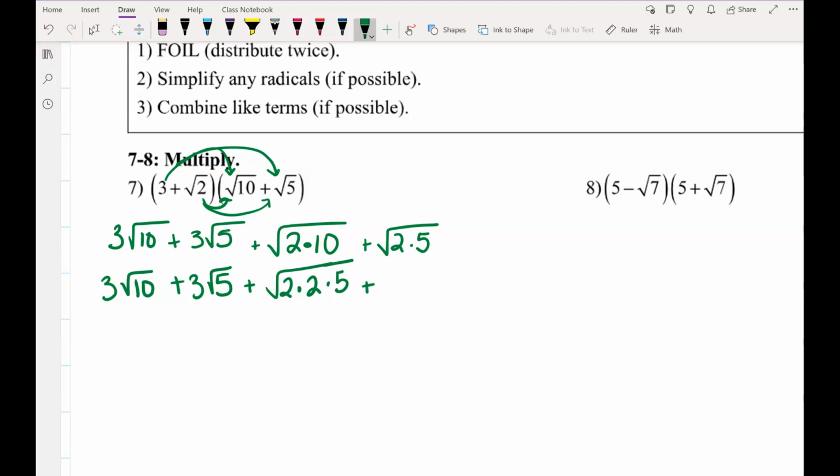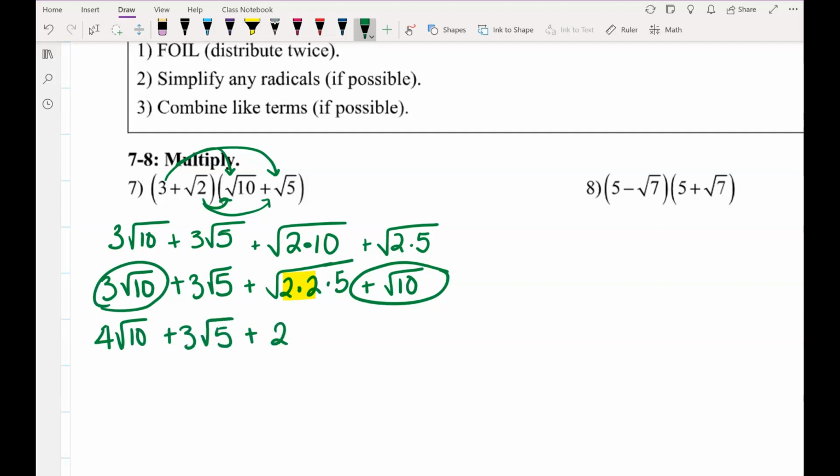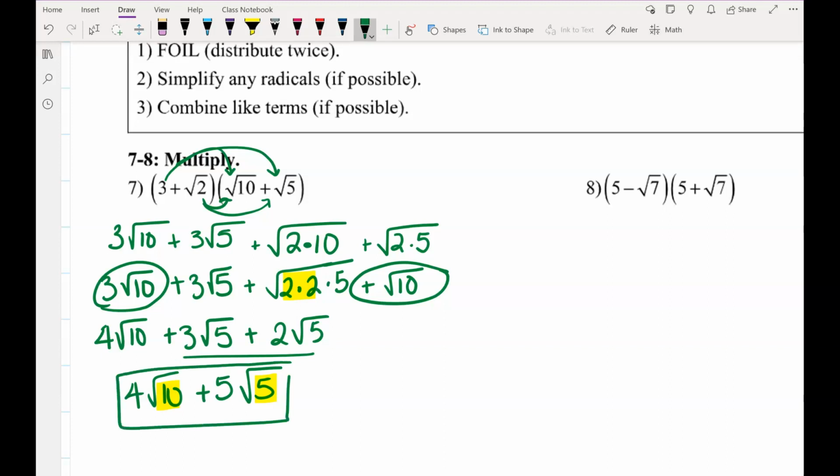Now, 2 times 5, those are both prime numbers. We can't really do much. I'm going to leave those. But this one, we can simplify that out. So now I'm going to combine 1 square root of 10 with 3 square root of 10. So that's now 4 square root of 10 plus 3 rad 5. This is now 2 rad 5. Those can be combined. So 4 rad 10 plus 5 rad 5. And when you are adding, remember, the radicands have to be the same for you to combine. So since they are not, we can just box that up.